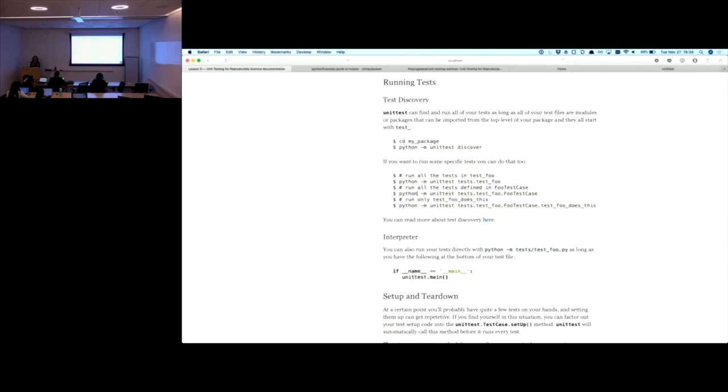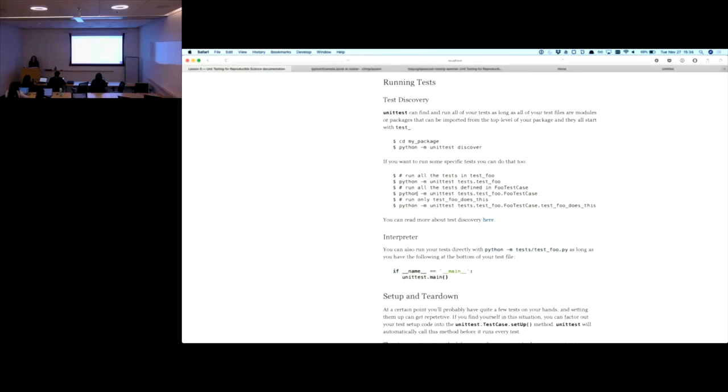Except for your test case names, everything has to start with test_. So this means that your test files have to start with test_, and your test methods also have to start with test_. If it starts with anything else, unittest is going to be like, oh, you're not a test, I'm not going to run you. If you create something that starts with test_ that's not a test, unittest is going to think it's a test and it's going to try to run it, and some weird things might happen.